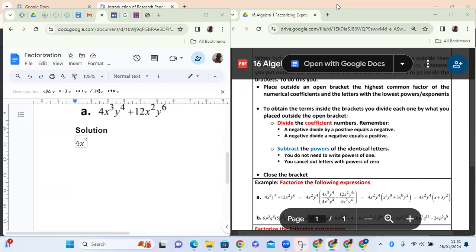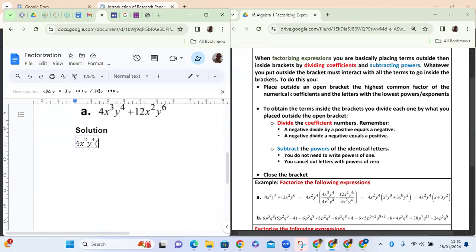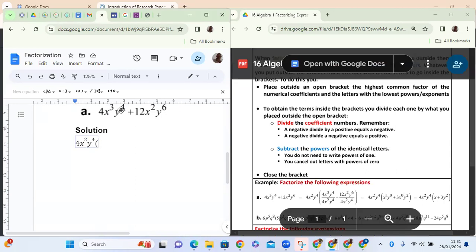Now we look at the y's. You have y to the 4, y to the 6, y to the 4. Y to the 4 is a lower power, so it is the highest common factor, meaning it can go into the others. So always the common letter with the lowest power will be the factor. Once you have done that, you can open a bracket. Remember it says place outside an open bracket the highest common factor. So the highest common factor between those two terms is 4x squared y to the 4.